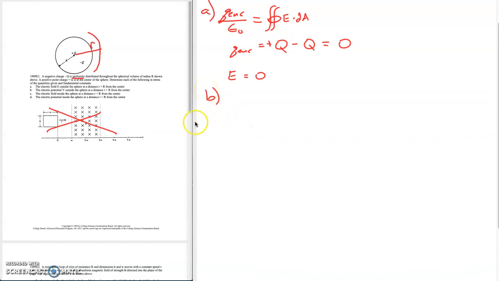Part B, the electric potential. We can do the same sort of idea for electric potential, because electric potential from a point charge is kQ enclosed over r. And again, the Q enclosed is going to be 0. So the electric potential outside the sphere is also going to be 0. What we have here is essentially a neutral atom.